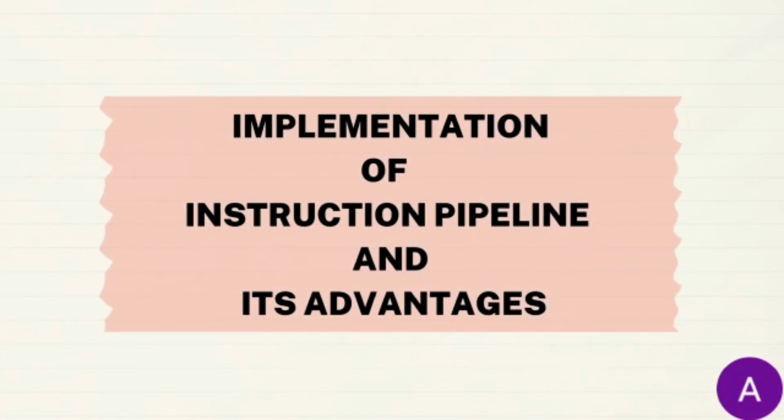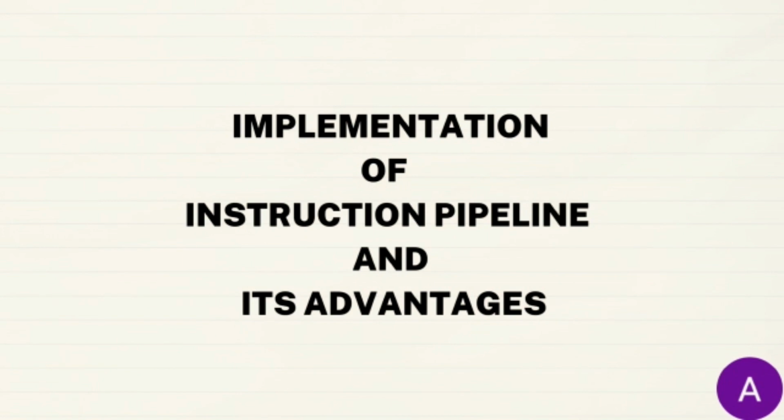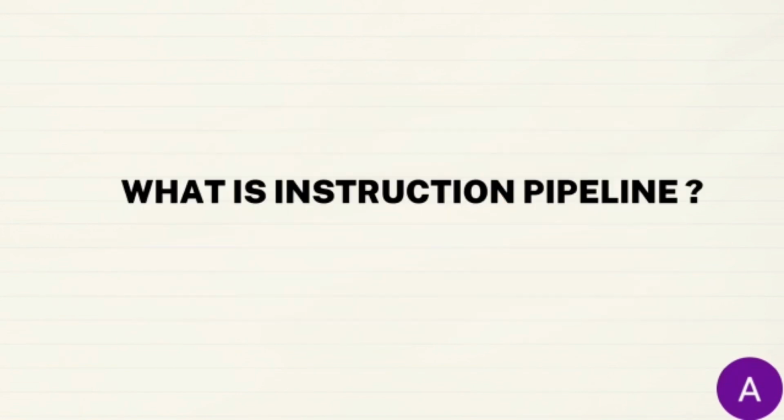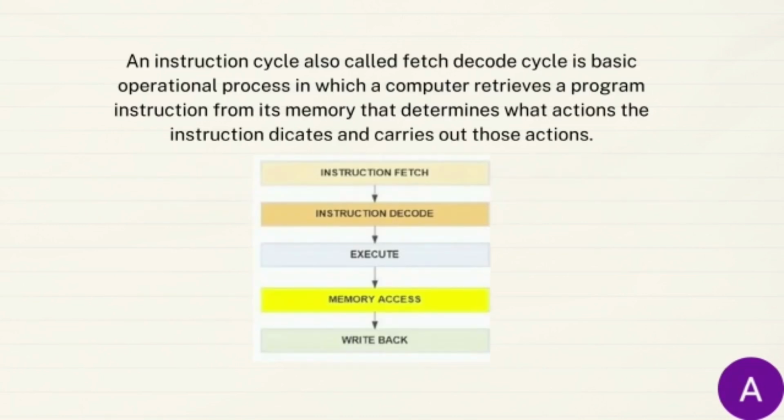In this video, we'll explain implementation of instruction pipeline and its advantages. So what is instruction pipeline? An instruction cycle, also called fetch decode cycle, is the basic operational process in which a computer retrieves a program instruction from its memory, determines what actions the instruction requires, and carries out those actions.